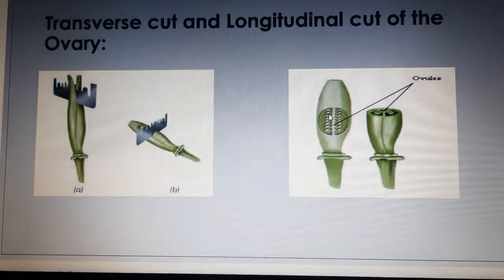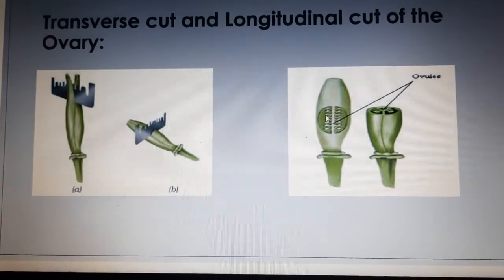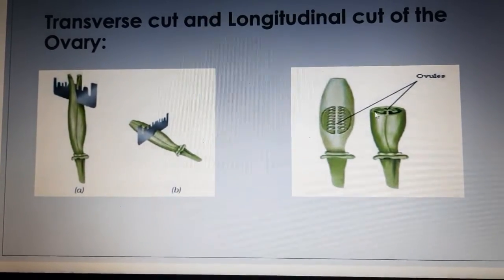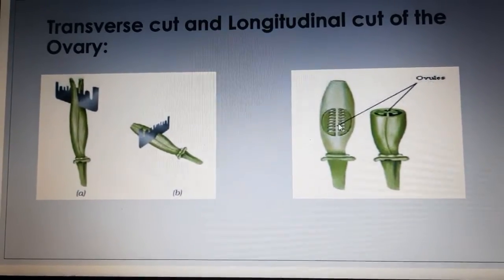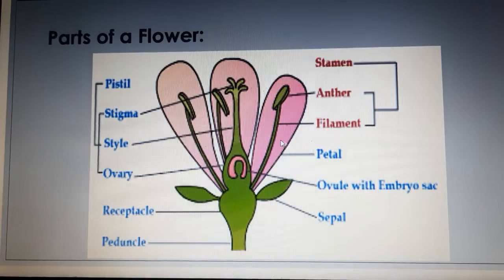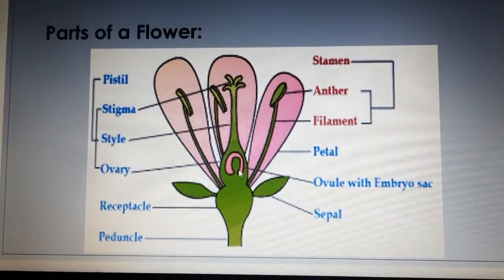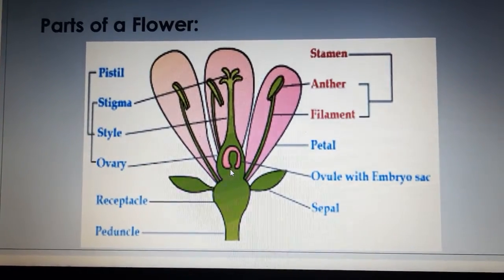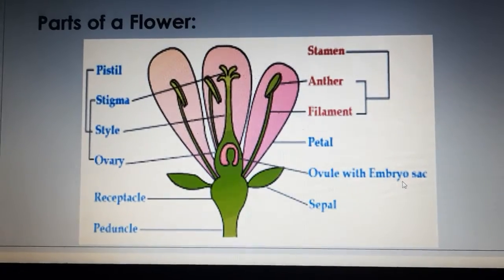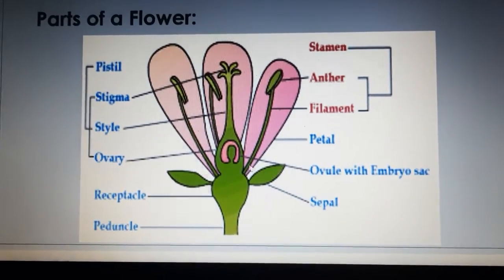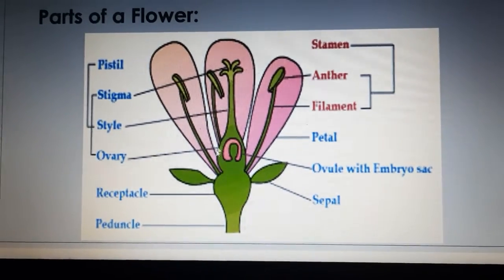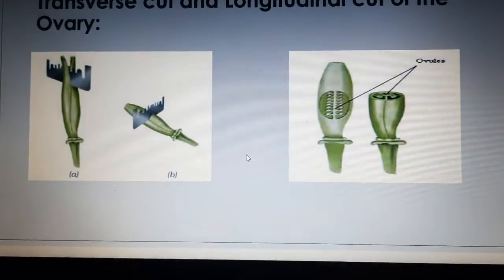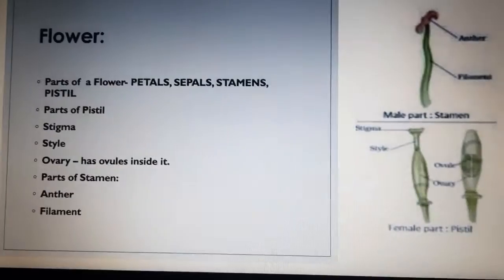These small structures are the ovules or the eggs. In both the pictures you can see them. So this is present inside the ovary. So when we look at it again, here inside this ovary are present the ovules. In this ovule will develop the embryo sac. So this is called the ovary, which has ovules inside it.